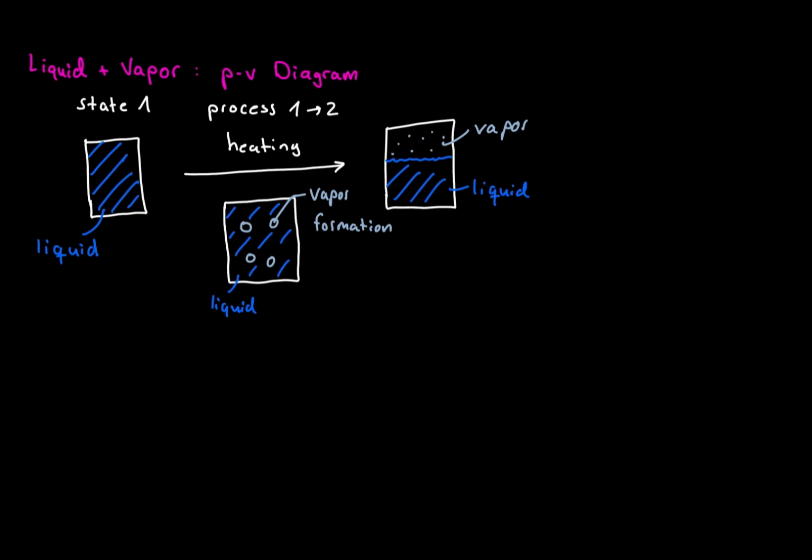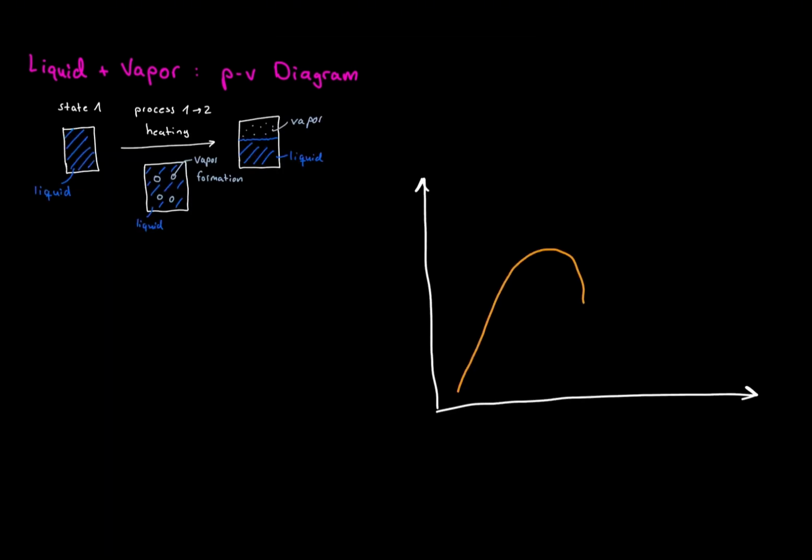Now let's translate that into a PV diagram. On the horizontal axis, we have volume. On the vertical axis, we have pressure. For a substance like water, the diagram contains a dome-shaped region. This dome is the most important new feature.